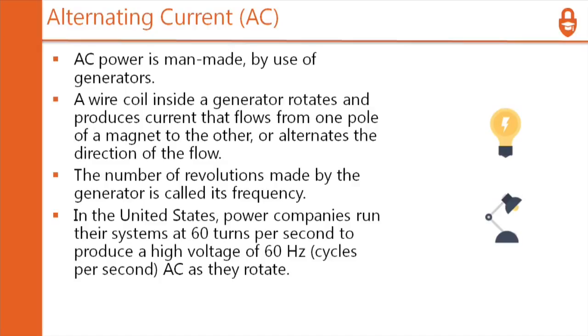So the number of revolutions made by the generator is called its frequency. In the US, we use 60 hertz. So it flows at 60 revolutions per second. So they run at 60 turns per second to produce a high voltage of 60 hertz cycles per second, AC, as they rotate. So as they go around, they excite these things, they go up and down, up and down, every time they jump across.